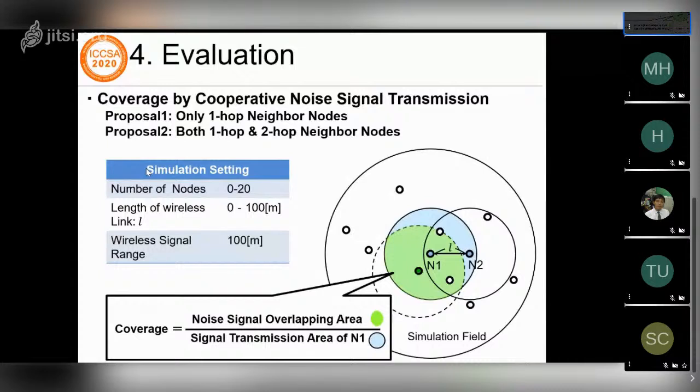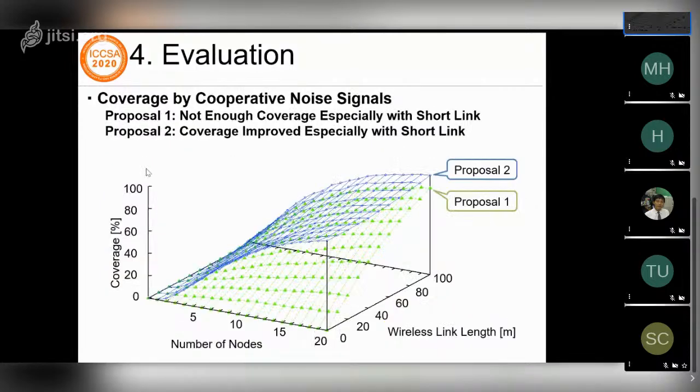The number of neighbor nodes distributed randomly, and the distance between the sender and the receiver nodes are varied. This graph shows the simulation results. Introduction of part of two-hop neighbor nodes improves the coverage, especially when the distance is short.